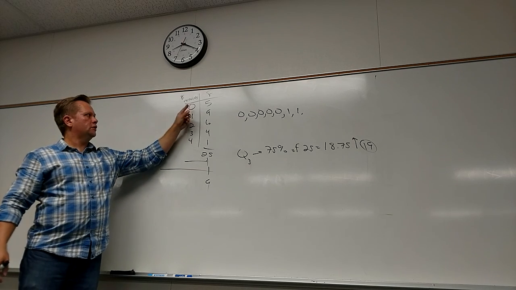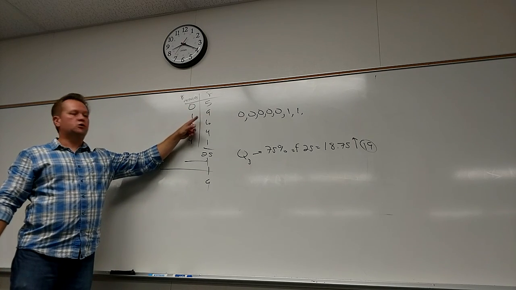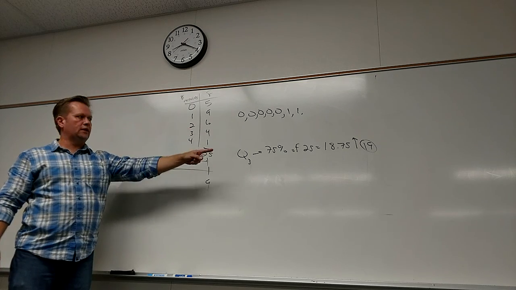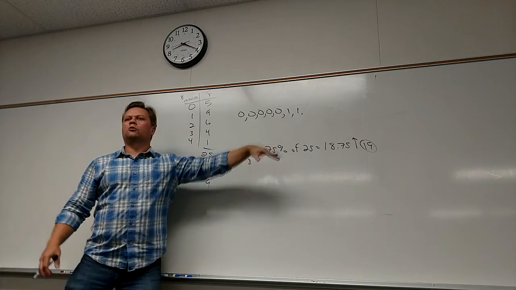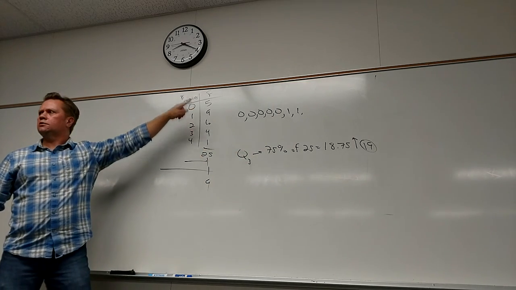The 5th data point is 0. The 14th data point is 1. The 20th data point is 2. So what's the 19th data point? 2. Or you can write out the whole list if you want to, but dear God, let me know. Some of you guys get that right.